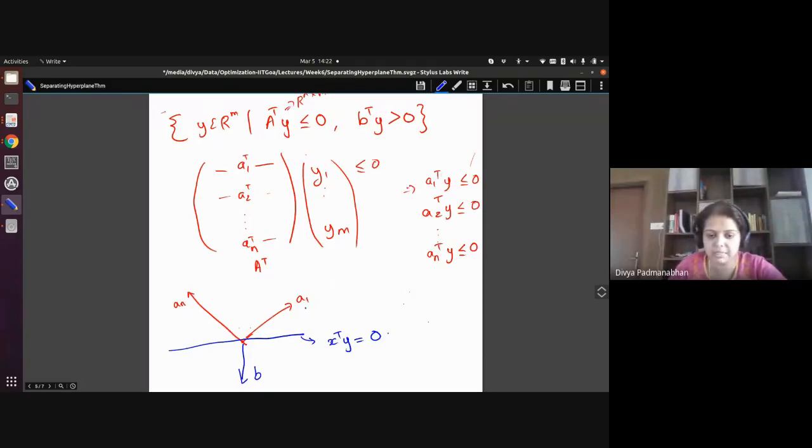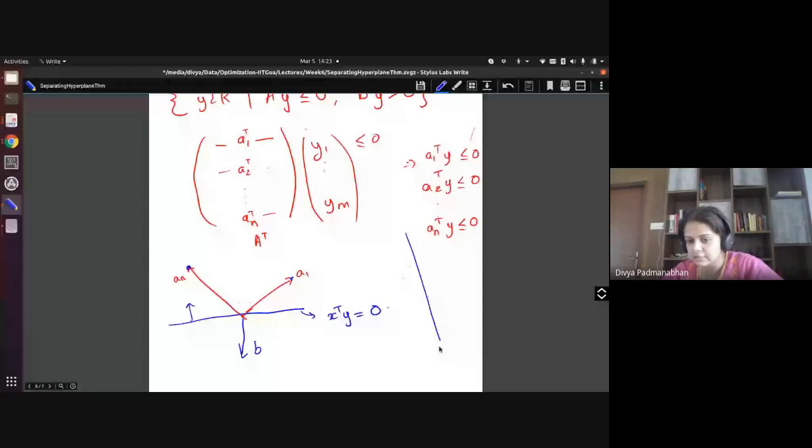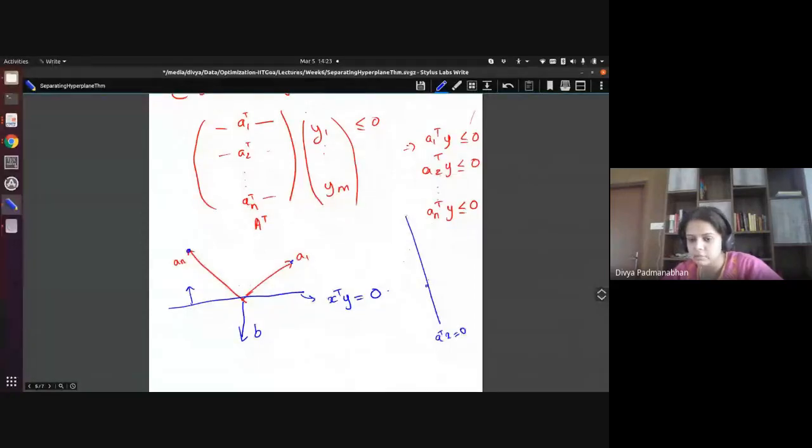So y would be something of this form, and that's the normal that we have. A1 to AN are different points here, and the angle they make with y is less than or equal to 0. So it's just the idea of half spaces, which we might have seen earlier. Let's take another example: A transpose X equals 0, or let's say A transpose X equal to some B.